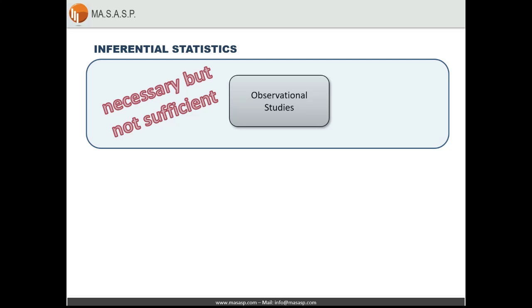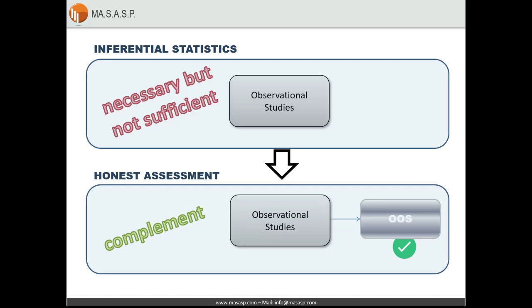Let's try to summarize all that. We can say that we have a first assessment step which entails inferential statistics that is necessary but not sufficient on the ground of our previous considerations. This assessment step is then complemented by a second step, which entails the out-of-sample test. None of these two steps alone is sufficient. They need to be carried out in conjunction for the overall assessment to be reliable.